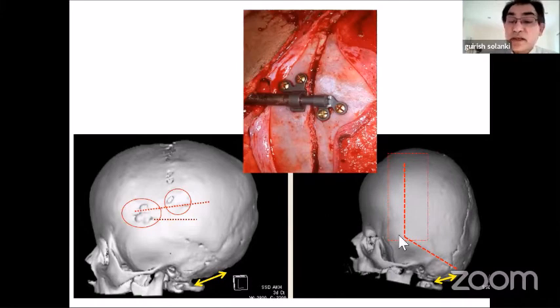You can see here, this is a preoperative image where there's a very small posterior fossa. The cut is done just behind the coronal suture and goes across below the lambdoid suture, about 1 centimeter or 2 below the foramen magnum.